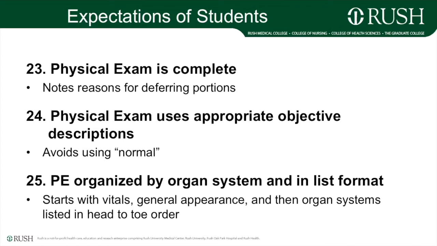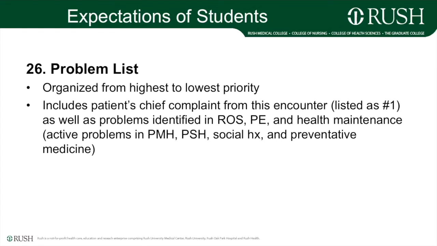Number 26. The problem list should be organized from highest to lowest priority. The chief complaint for this encounter should be listed as number 1. The problem list should also include all other problems identified in their review of systems, physical exam, and all health maintenance issues, which include active problems from the past medical history, past surgical history, social history, and preventative medicine.